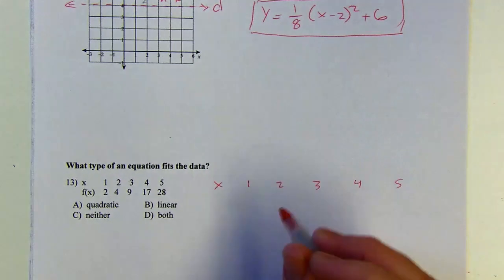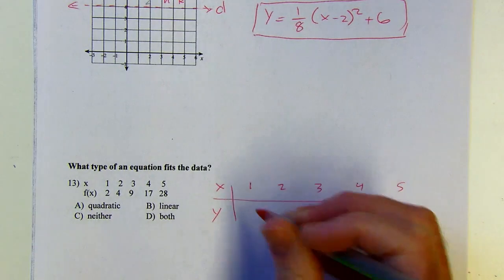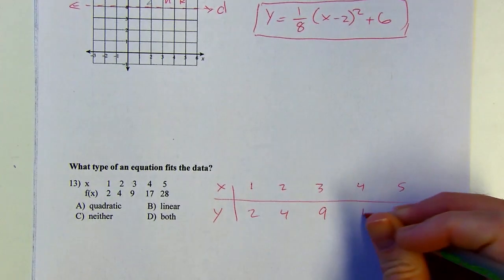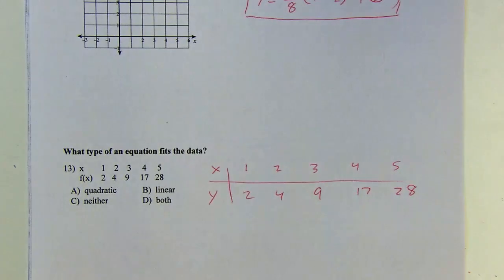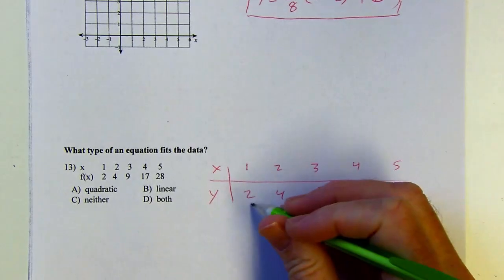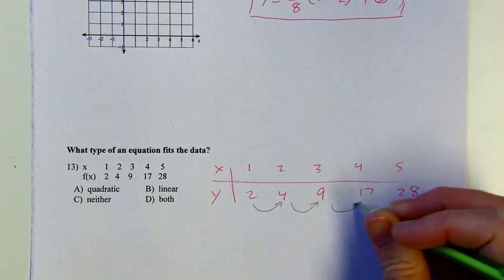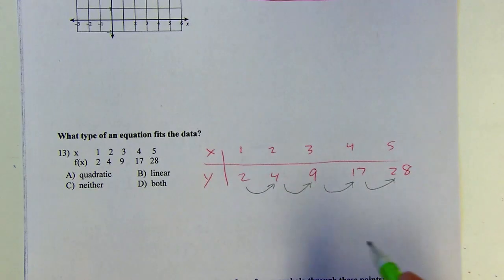But it could be counting by 2's, and then this test will still work as well. Okay, and for the y's, I've got 2, 4, 9, 17, 28. So what I'm going to do is look at the differences. The first differences are what I would add or subtract to get from one y value to the next. Your x's have to be evenly spaced to do this, but they are here, so I'm good.